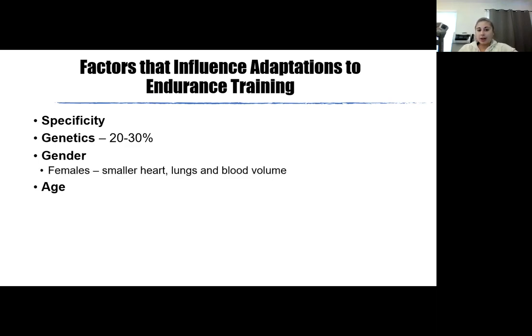Sorry, females again, gender. So we have smaller hearts, lungs, and blood volume than males. Okay, but that does not mean that you can't adapt to endurance training. You just might have a smaller lung capacity. Your heart might not get to the same stroke volume as a male counterpart, right? But that's okay, right? Females are just not built the same way as males, and that's fine.